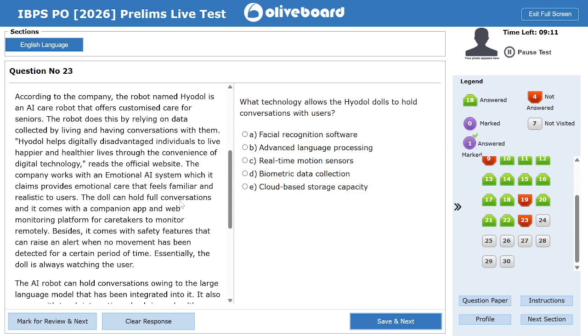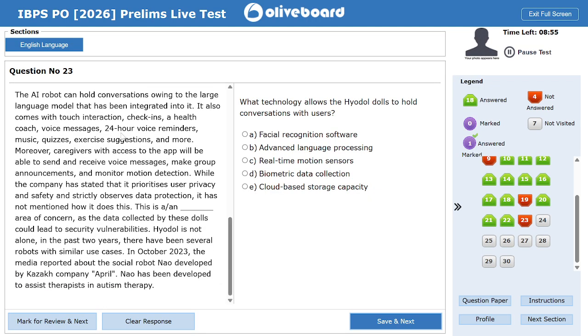The AI robot can hold conversation, and large language models are integrated into it. It is also a health coach. Robot care delivers full access to the app, and it will be able to send and receive voice messages in a group, and motion detection. While the company has started that service, it has not mentioned how it does.